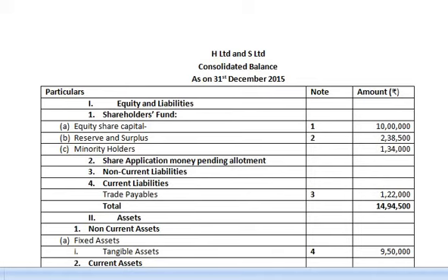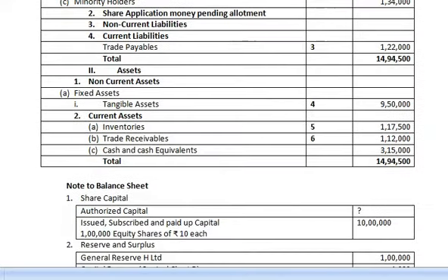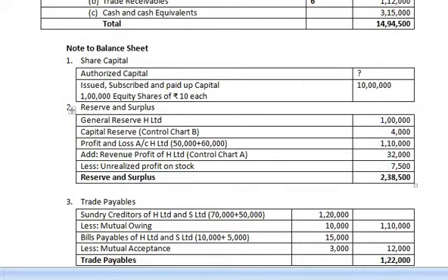So after those workings, we can prepare the consolidated balance sheet. Now if you look at the consolidated balance sheet, we have the various items. But before looking at these items, let us look at the notes to the balance sheet.